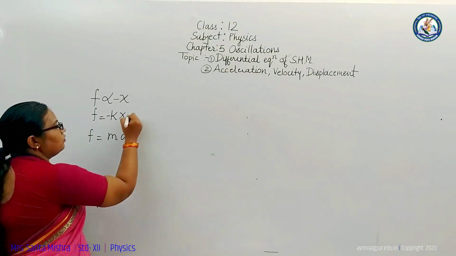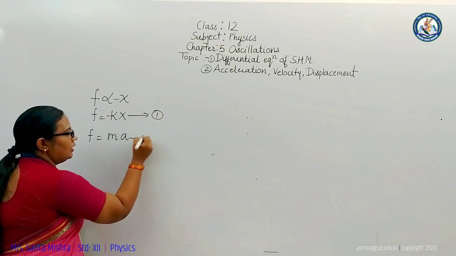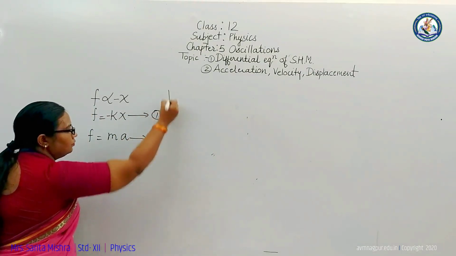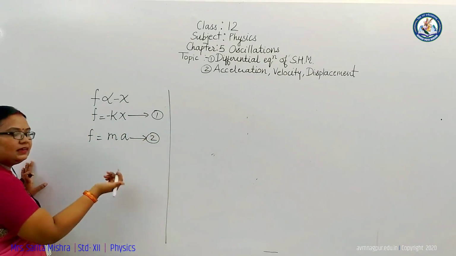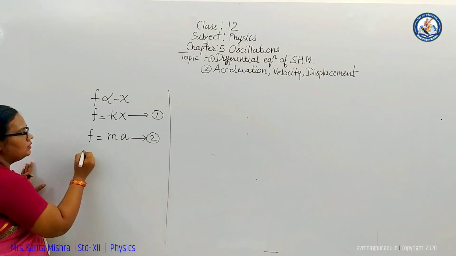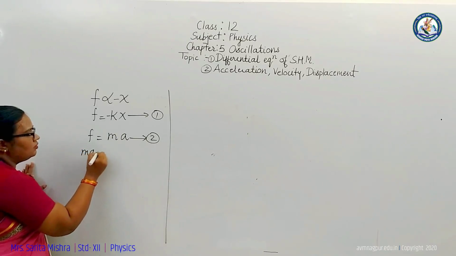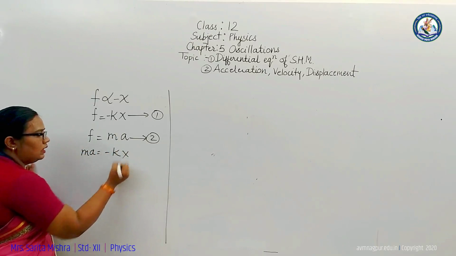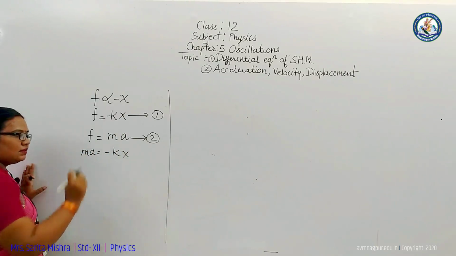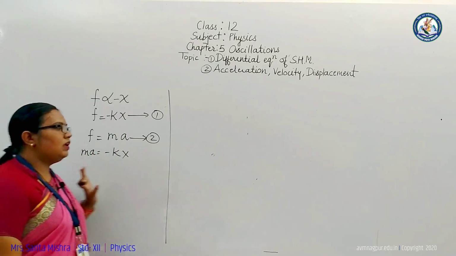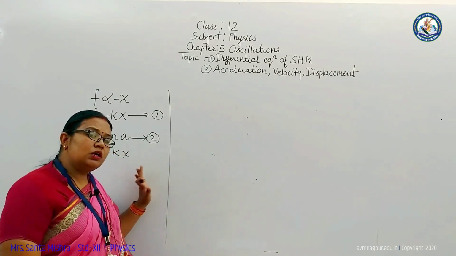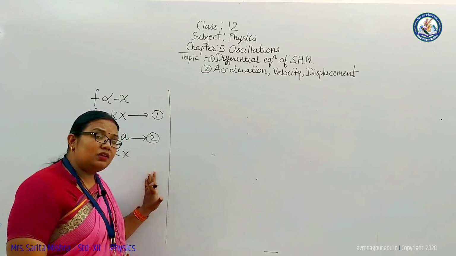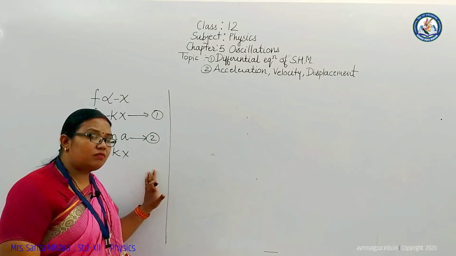So using equation 1 and equation 2, as the left hand side is equal, the right hand side must be the same. So ma equals minus kx. Now, as we have to find the differential equation of simple harmonic motion, we are going to write the acceleration in the form of the x variable.